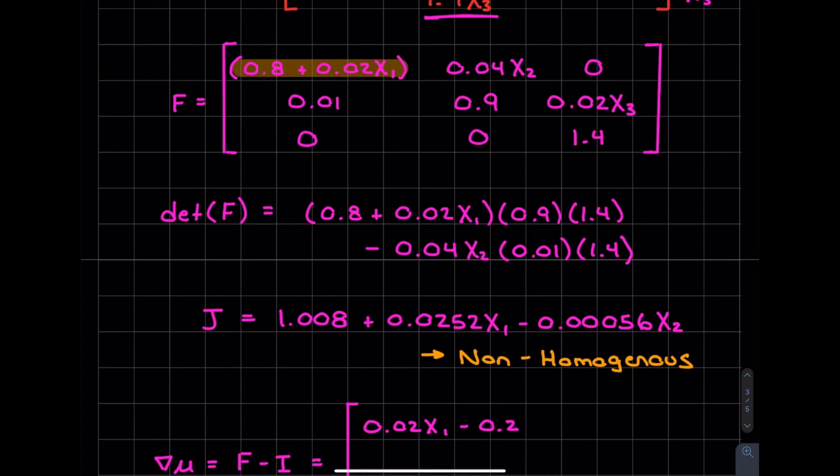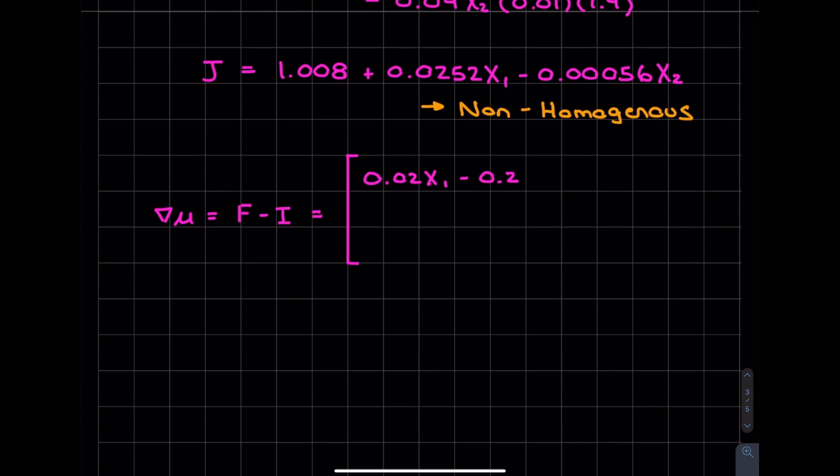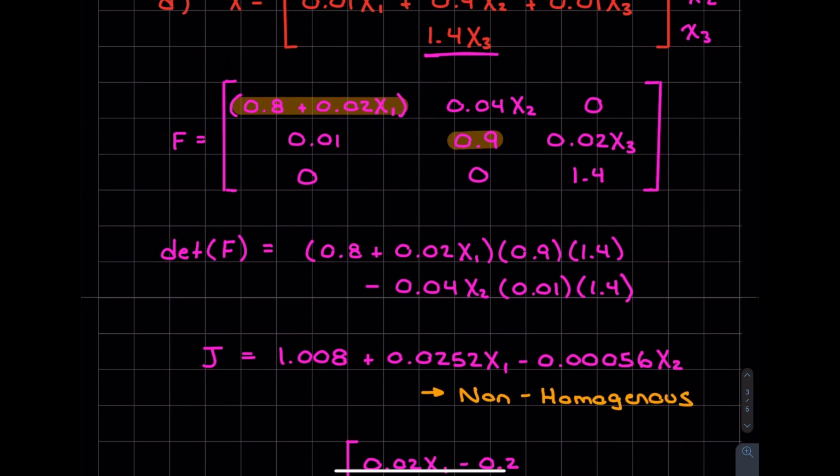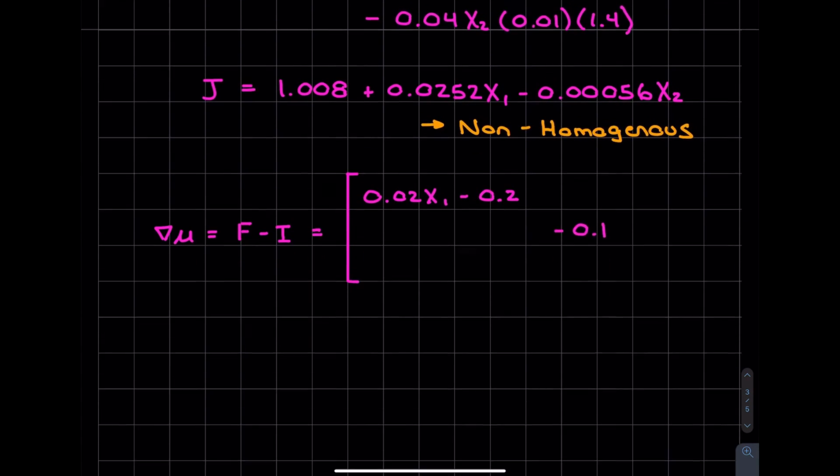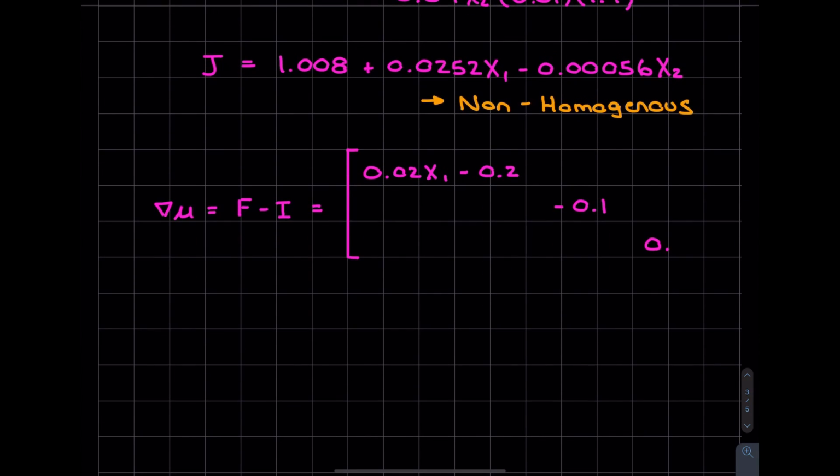Now I'm going to go to the next diagonal term, which is 0.9. That's an easy one. 0.9 minus 1. I get negative 0.1. Look at my next diagonal term right here, the 1.4. Well, again, that's easy. I just go 1.4 minus 1. So I come down here. That's just going to be 0.4.